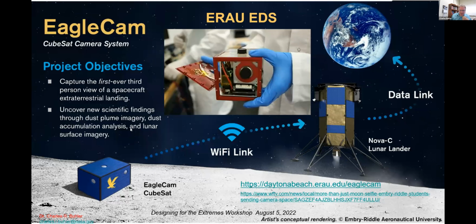This is the EagleCam camera. On the very first CLPS mission, IM-1, this EagleCam CubeSat will be jettisoned prior to the landing of the Nova-C lander on the lunar surface, and will film the landing of the lander as it happens. That will be the first ever third-person view of a spacecraft landing on an extraterrestrial body, the Moon in this case. We have a couple of EDSs on these cameras so that the cameras can remain clean, because this little box doesn't have any power. It's just going to be rolling and bouncing around on the lunar surface. From that, we'll get a bit of dust plume imagery and some PSI effects.